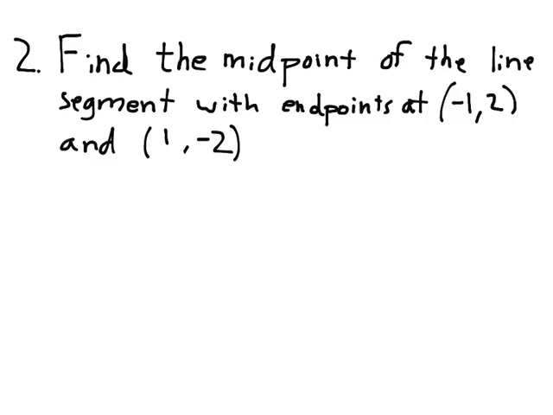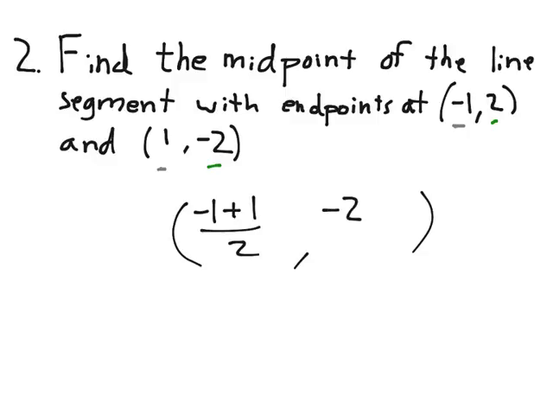For number 2, we have to find the midpoint of the line segment with endpoints at (-1, 2) and (1, -2). Well, to do this, let's take the average of the x's and then take the average of the y's. So, the average of the x's is (-1 + 1) over 2. The average of the y's is (-2 + 2) over 2. Now again, it doesn't matter what order I go in. I could add y1 plus y2, or I could do y2 plus y1. It's the same thing. And this turns out to be (0, 0).